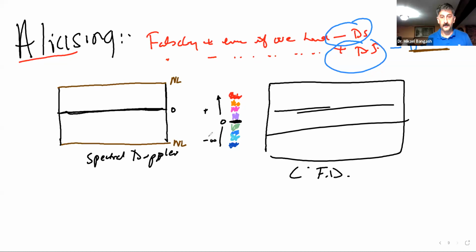Now at this level here, we may have a velocity written, for instance, 50 centimeters per second. And here we may also have another velocity written, which is minus 50 centimeters per second, which will be our positive Nyquist limit and negative Nyquist limit.